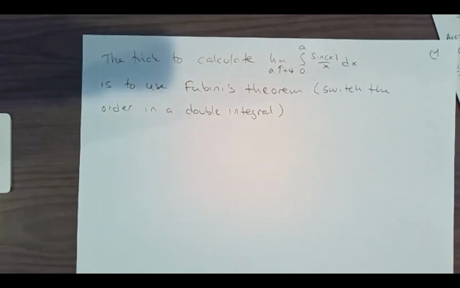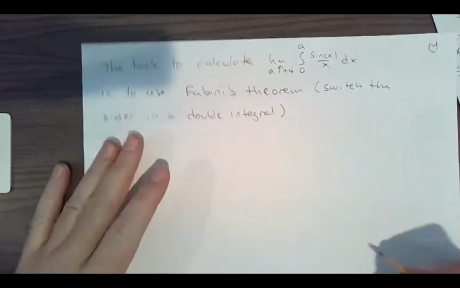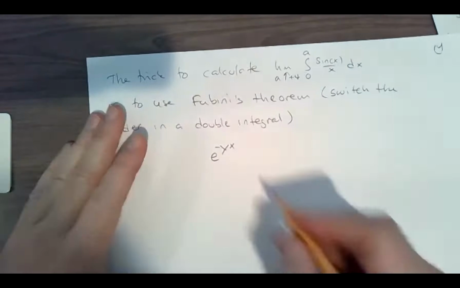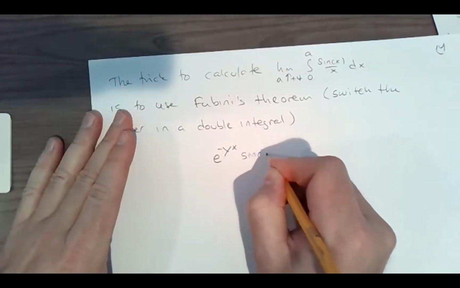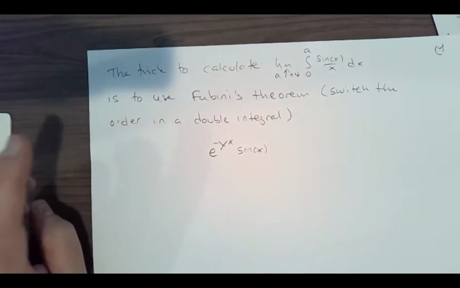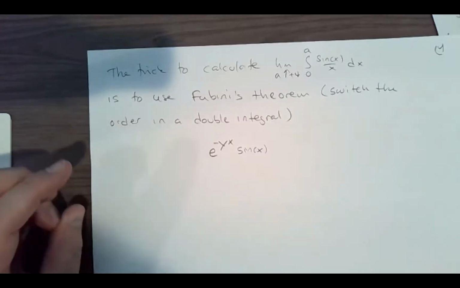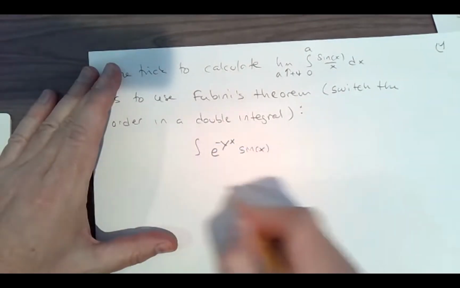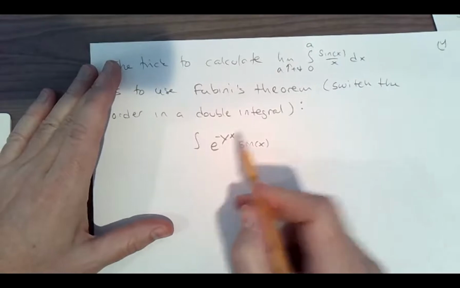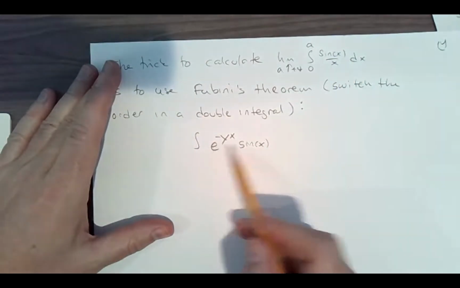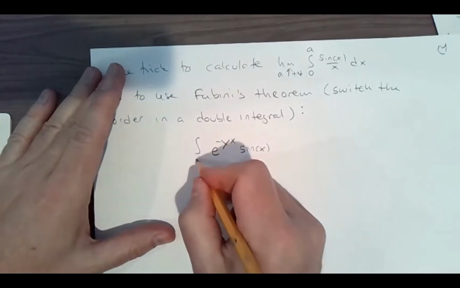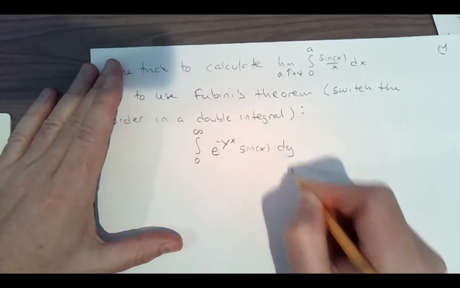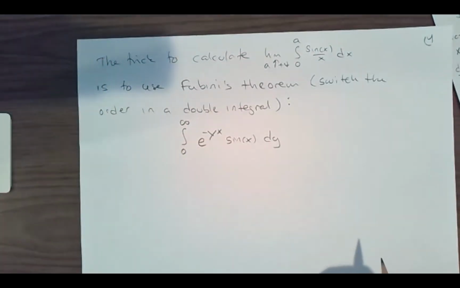Okay. So what's the idea? Well, we'll look at the function e to the minus y x, sine x. In my original function there's no y, so I'm looking at a new function here that has a y in it, and I'm integrating from 0 to infinity in the y variable. I can perform that integral.